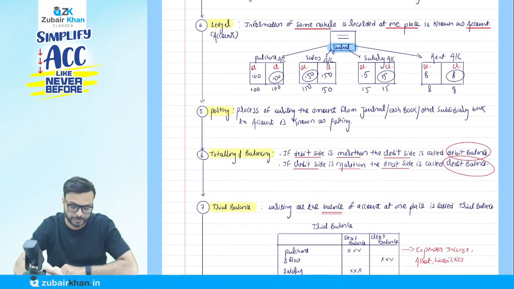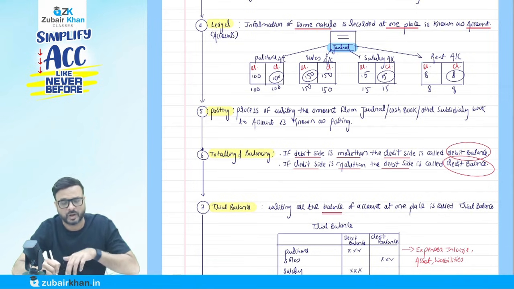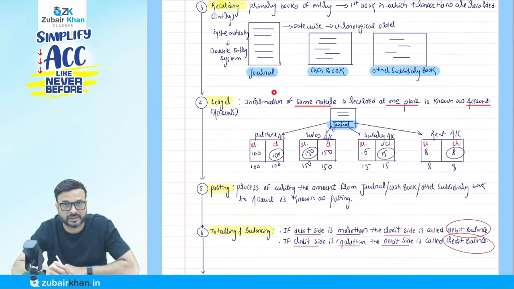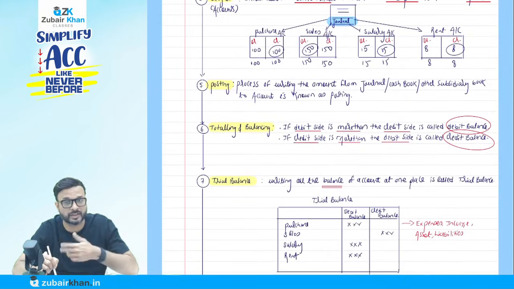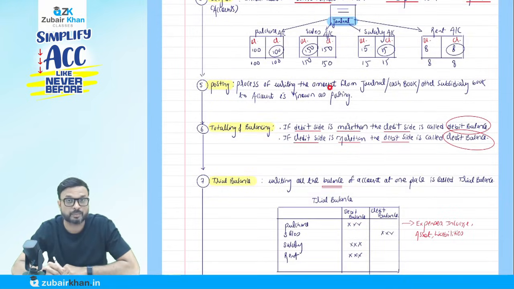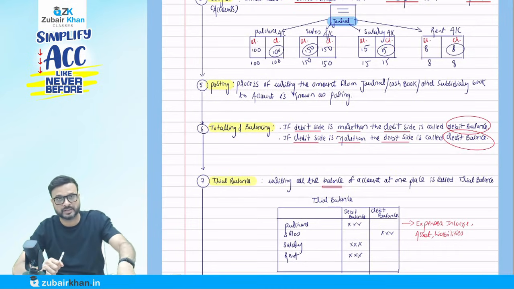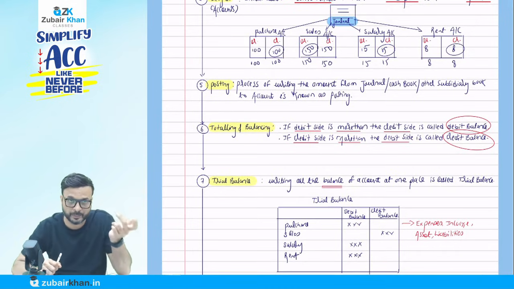Now, the process of transferring the information from the journal to these accounts, we call postings. The process of writing the amount from the journal, or we might maintain a cash book and other subsidiary books as well, the process of transferring the information from the recording stage to the ledger, we call posting.